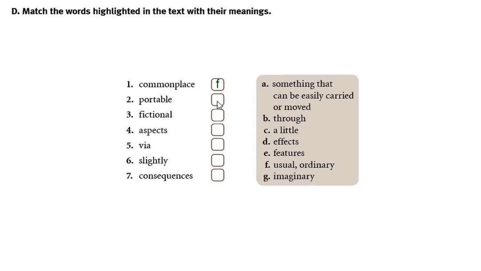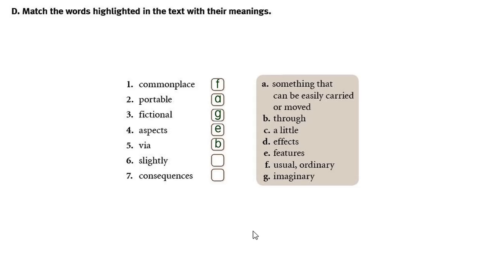Number 2. Portable متنقل. A. Something that can be easily carried or moved. Number 3. Fictional خيالي. Number G. Imaginary. Number 4. Aspects أي features وهي مواصفات أو مقاييس مثلا. Number 5. Via من خلال.